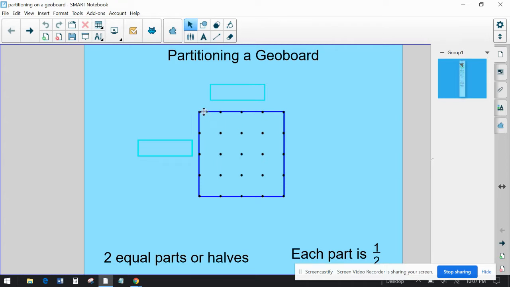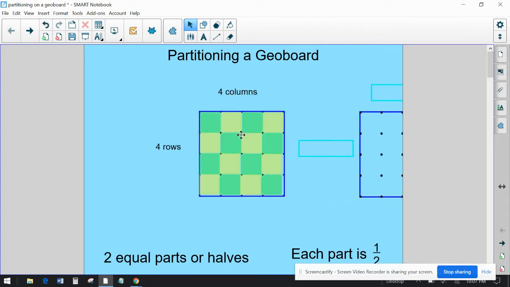So the basic pattern of a geoboard, you have your 1, 2, 3, 4, 5 pegs across the top, and then in every row, and then there's 5 pegs vertically in columns. But we're not going to focus on the pegs as much as we're going to focus on the spaces in between the pegs, because it naturally divides the geoboard up into square units. So we're not talking about the pegs, we're talking about the 4 rows that are in between the pegs and the 4 columns that are in between the pegs.